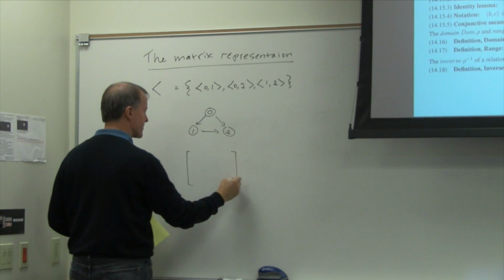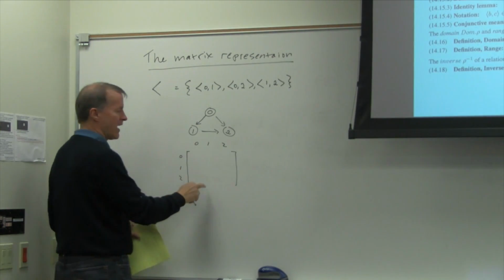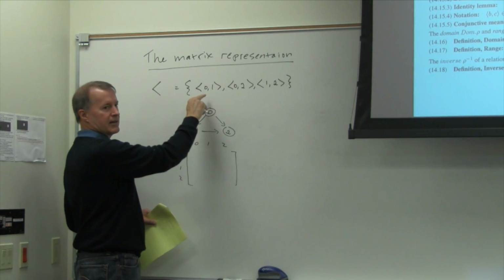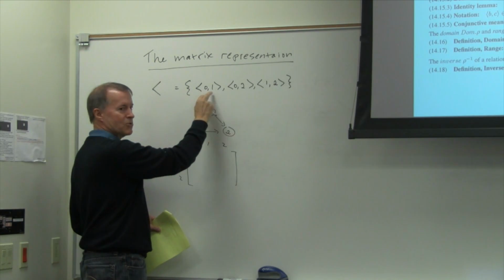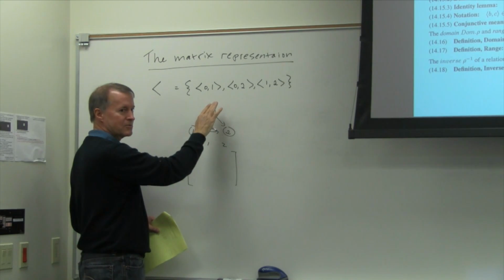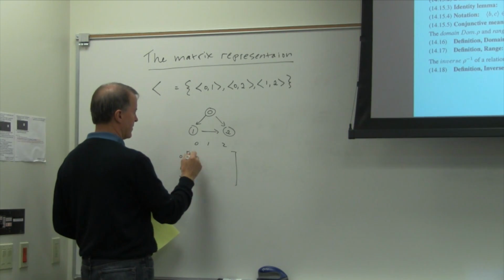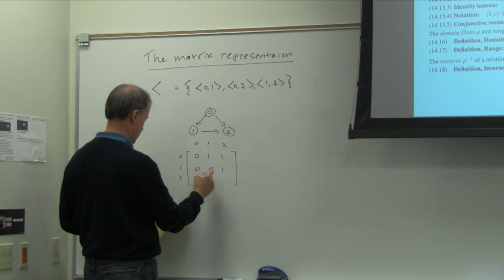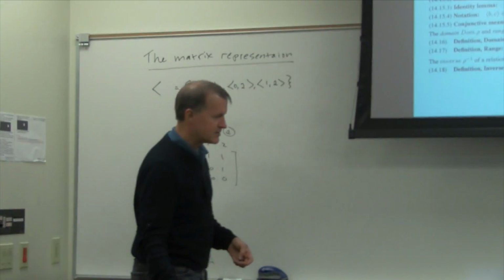So here we have this matrix, and we have 0, 1, 2 here, and 0, 1, 2 here. And inside the matrix, anytime you have an ordered pair from X to Y, you put a 1 in the matrix. And if you don't have it, you put a 0. So what this matrix would look like is this: 0, 1, 1, 0, 0, 1, and 0, 0, 0. Now, does everybody see why that is?